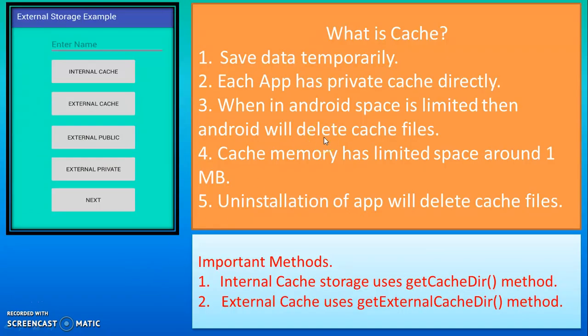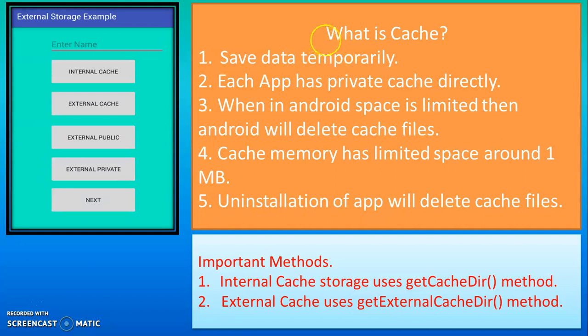First is, what is cache? If you have a computer background, then you are already aware of the cache. In the cache, data is saved temporarily, and it is a limited amount of data that is easily available to the processor. So it saves the data temporarily, that is not permanent. Each app has a private cache directory. Whatever apps are there, they have been allotted cache memory, and the space is around a few MB.